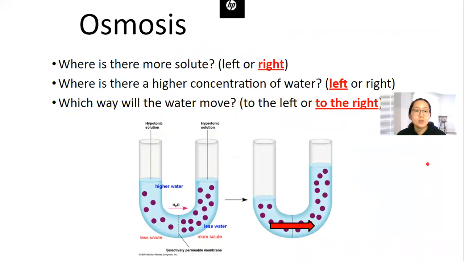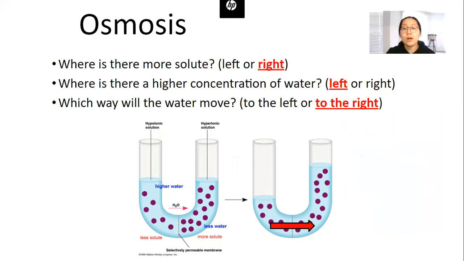So again, like I said, there's more solute on the right side. There's a higher concentration of water on the left side. Therefore, the water is going to move wherever it's saltier. And the saltier side was on the right side. So the water is going to move to the right side.